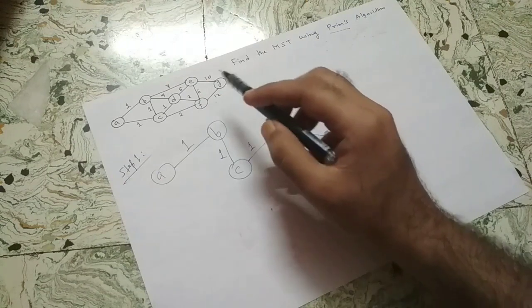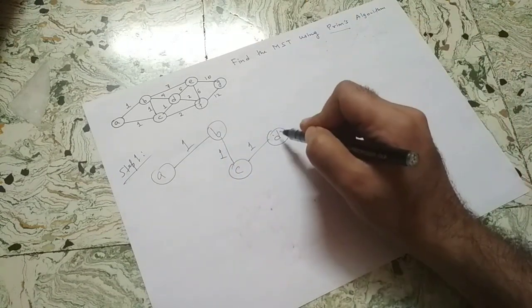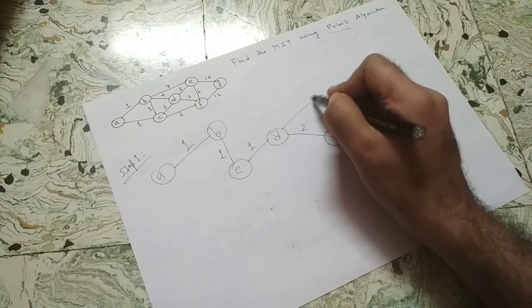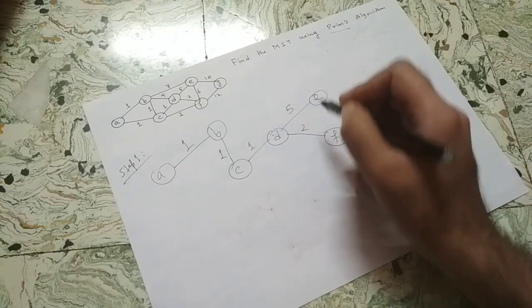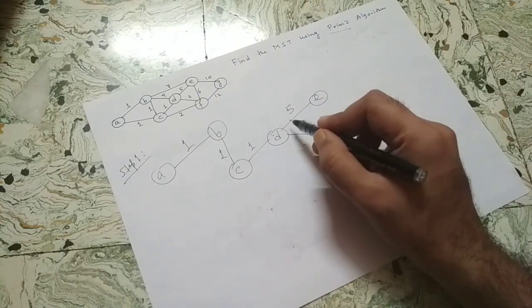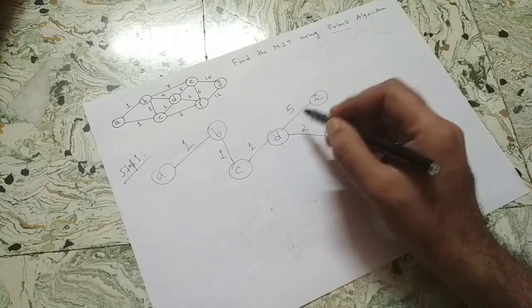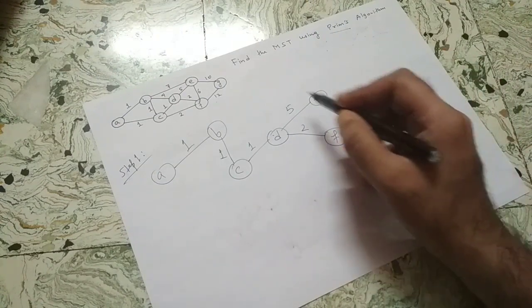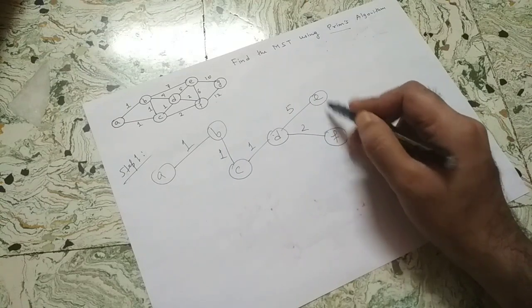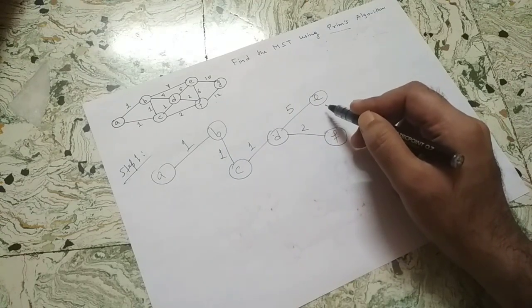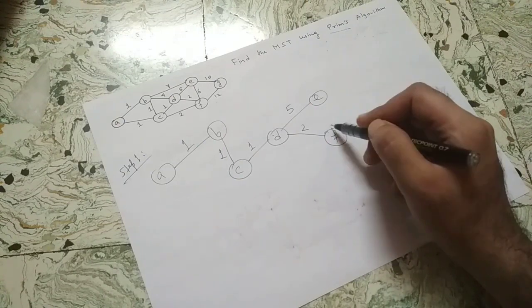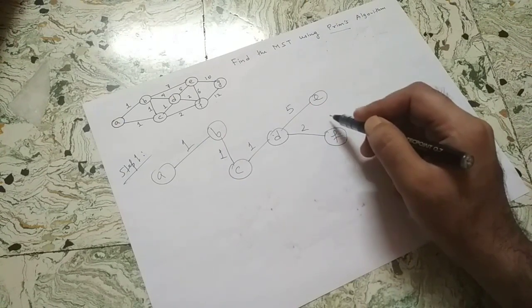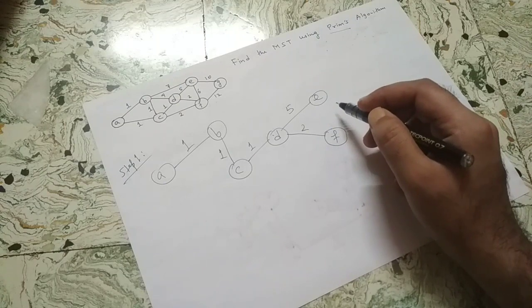Now, the next edge weight to consider is 5. So, if I add this edge connecting D and E, it will lead to a new vertex E with an edge weight of 5 connecting it with D. Now, the next edge weight to consider is 6. But if I add this, it will not lead to a new vertex, because connecting E and F would simply mean connecting two vertices which already exist in my graph. So I cannot consider this.